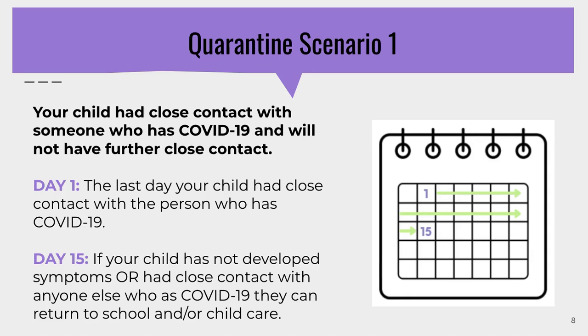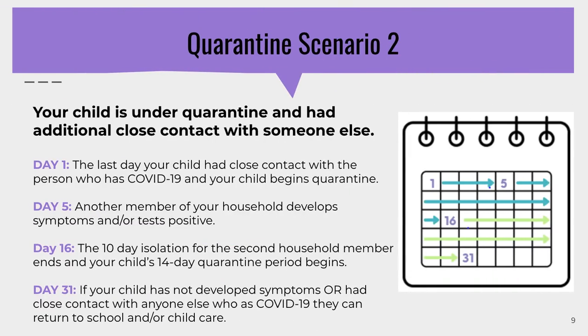Alrighty. In this next scenario, it's a little complicated. So you may want to view the supplemental document to follow along. In this example, your child is under quarantine and had additional close contact with somebody else. So for example, there are 3 members in your household, 2 adults and 1 child.